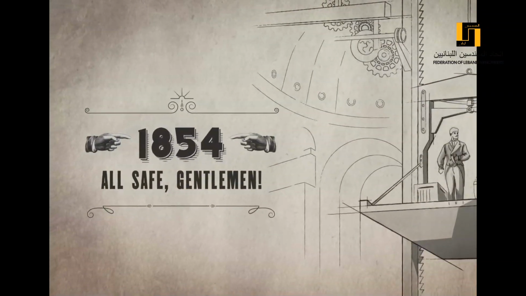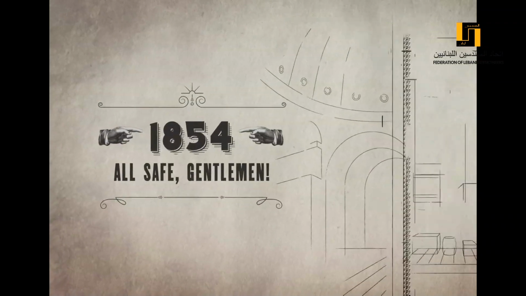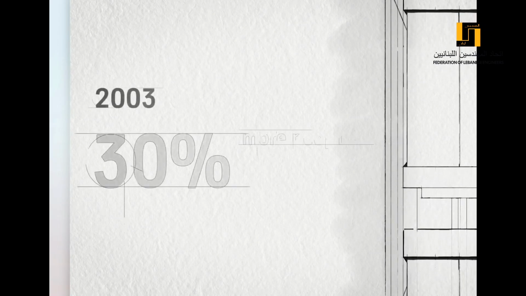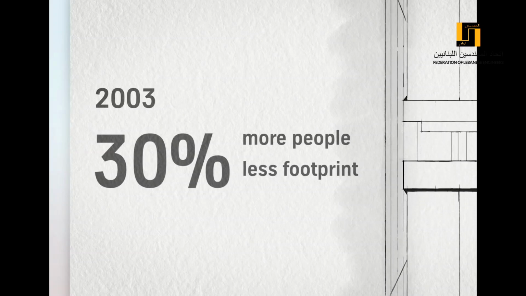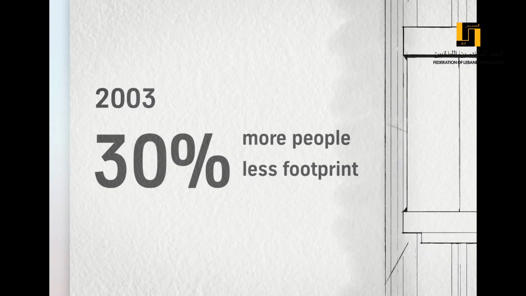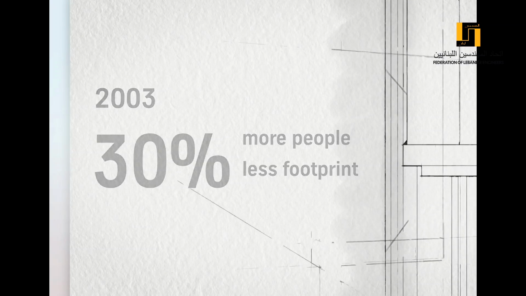1854, the birth of the elevator. This invention changed the way we live. One cabin, in one shaft, on one rope, traveling up and down. A principle that hasn't changed for 160 years. 2003, the twin elevator changed the industry. Two cabins, independently in one shaft.